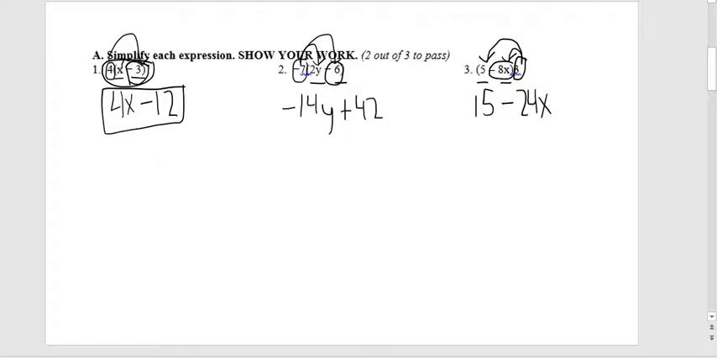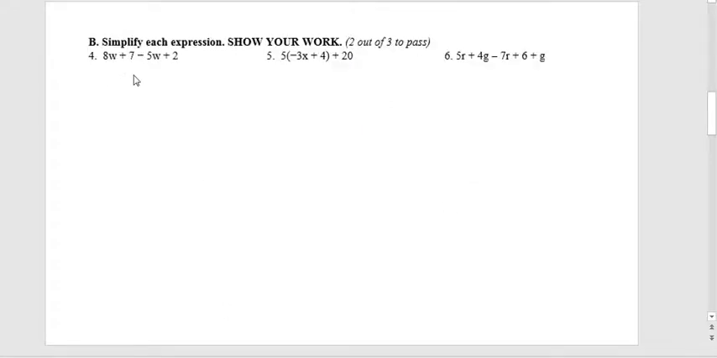Okay, for this next section on your test, you are supposed to simplify each expression again. You need to combine like terms. And if you need to distribute, you do that first and then you combine like terms. Remember, when we combine like terms, we're always adding. If there's an addition sign in front of the term, it makes it positive. If there's a subtraction sign in front of the term, it makes it negative.